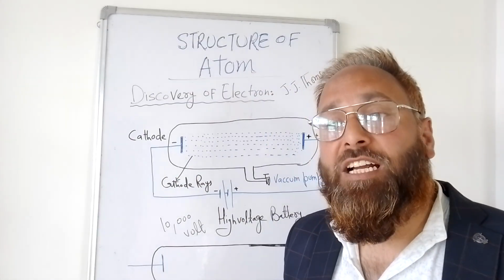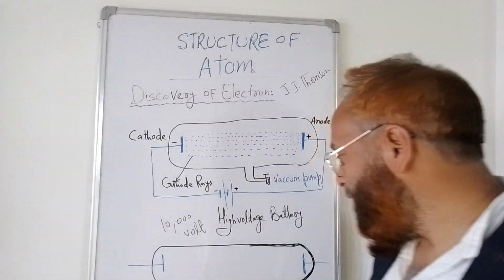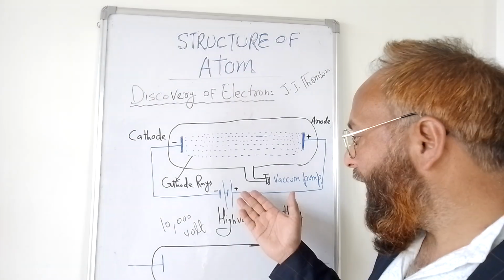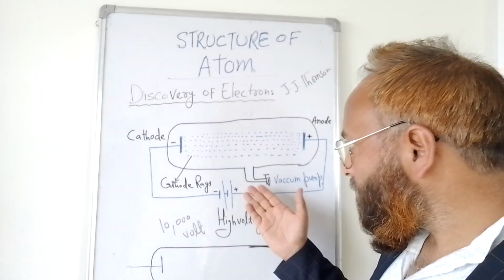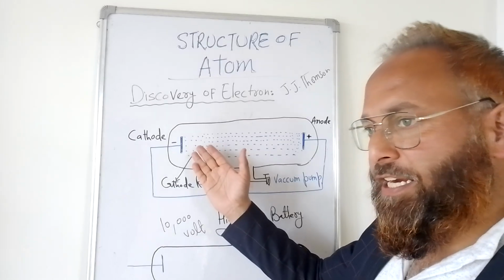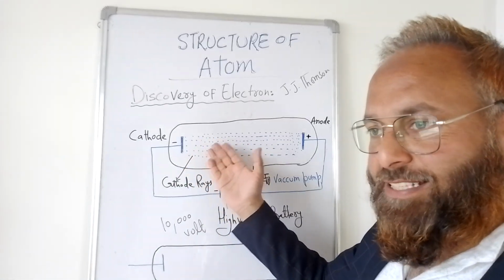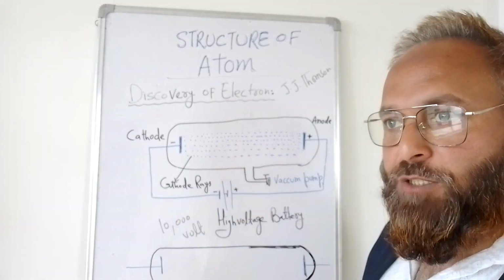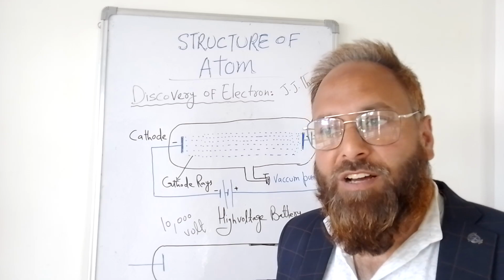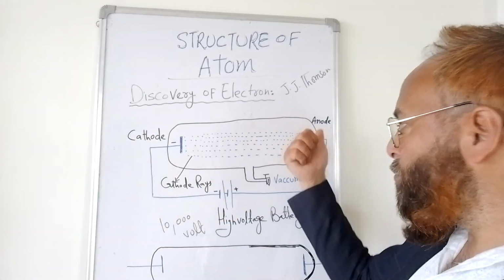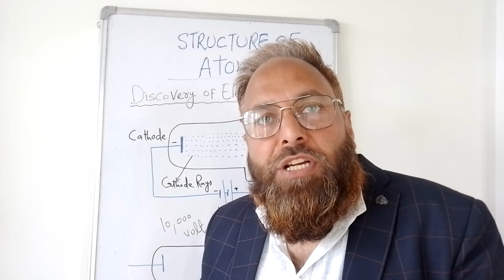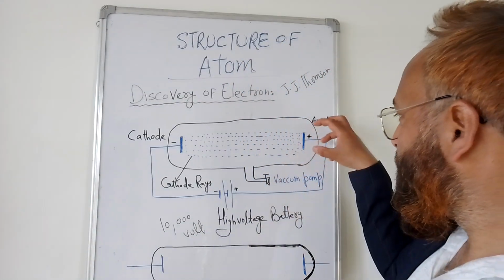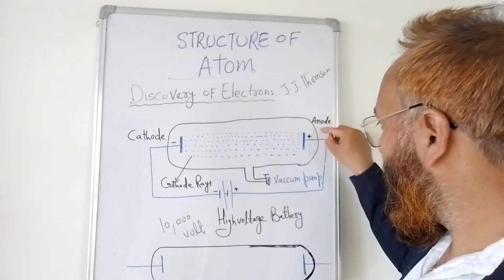So what are the conditions required for the discovery of electron? First, 10,000 volt energy is applied through the battery, and it goes towards the cathode. The cathode develops energy, which gives a type of energy to the gaseous atoms present in the discharge tube. Ionization takes place, and certain types of radiations are produced from the cathode which move towards the anode. Those are known as cathode rays, and they fall on the anode side.